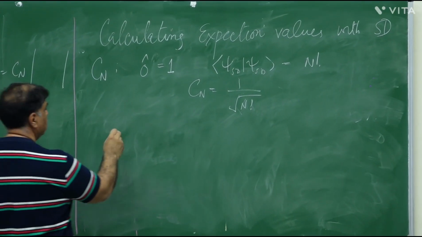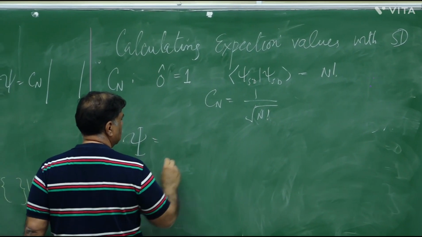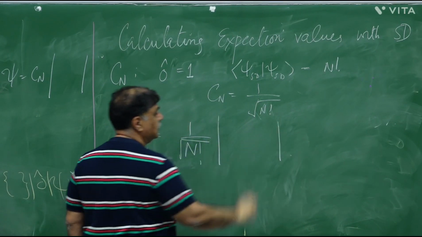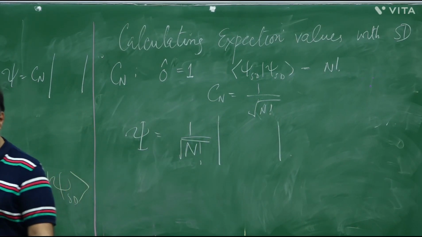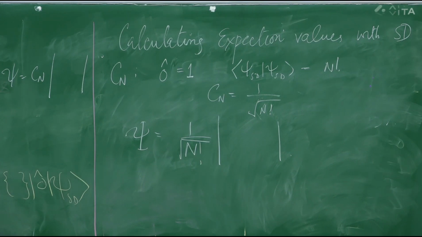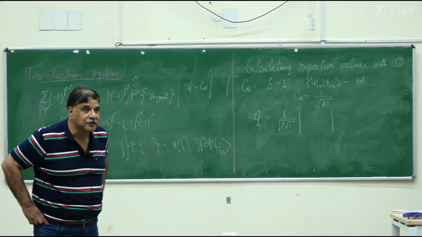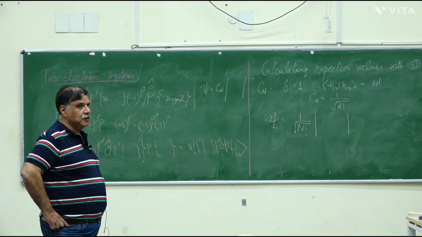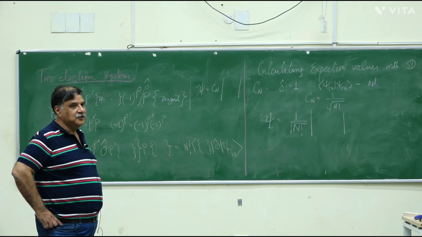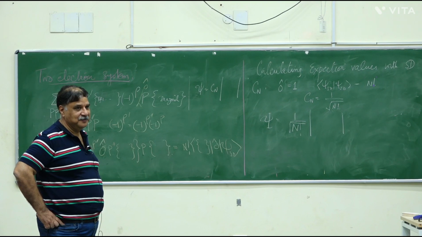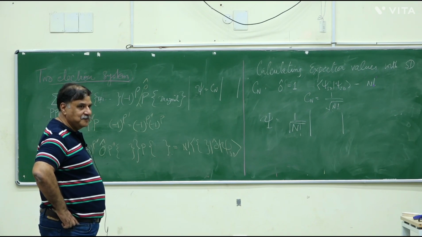So your normalized wave function psi is 1 over the square root of n factorial times the determinant. This is only assuming that each single particle state is distinct. Each single particle state is distinct. Well, they are distinct because otherwise, by the Pauli exclusion principle, the wave function will be 0. Right?